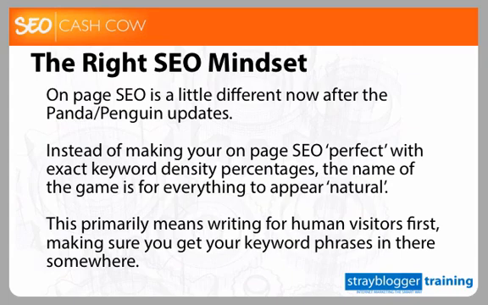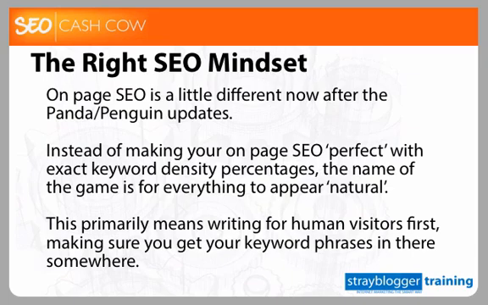The right on-page SEO mindset is that it's different now after Panda and Penguin. Instead of making your on-page SEO perfect with the exact keyword density percentages and worrying about nitpicky stuff like that, the name of the game is for everything to just appear natural. The easiest way to do that is really just to write your articles naturally. You almost want to write your articles as if you're not even focusing on SEO at all.